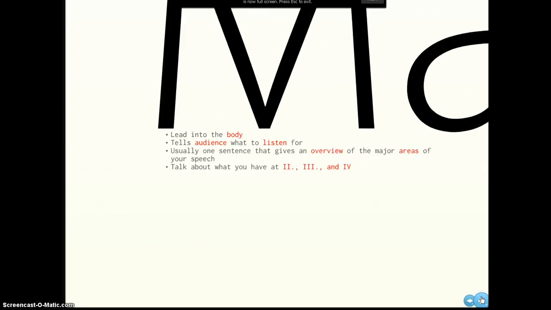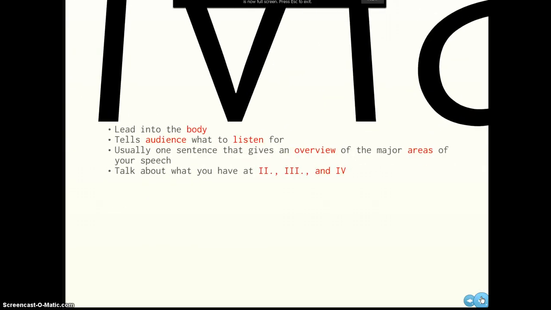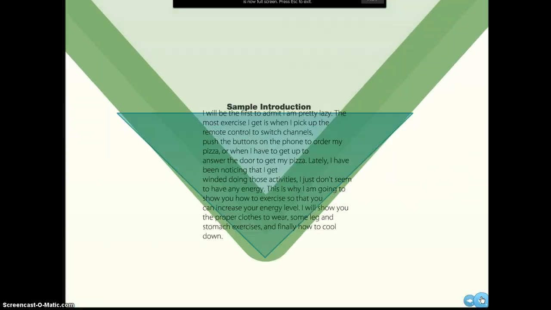The last part of your introduction is called preview main points. In preview main points, you simply show us what we're going to be learning during the speech. It's also called a roadmap of your speech. It leads into the body. You tell your audience what to listen for. And it's usually one sentence that gives an overview of the major areas of your speech. You talk about what you have at Roman numerals 2, 3, and 4, and that will make a little bit more sense later on. So basically, typically you have 3 main points. You're talking about your 3 main points briefly in the introduction. Let us know what to listen for. Next section is the body of the speech.